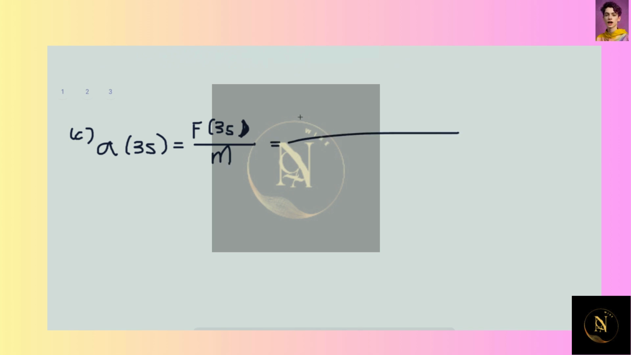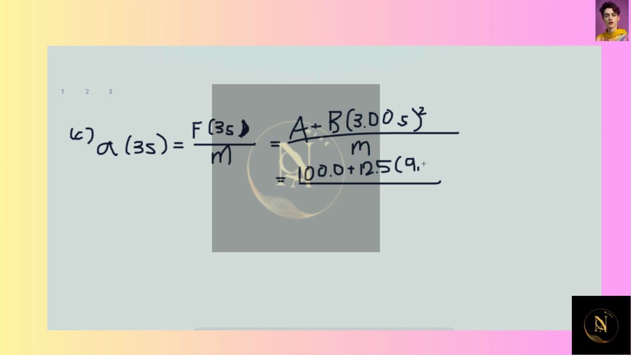So what goes on top? Our constant A plus B being multiplied by the moment in time that we're at, which is 3 seconds, entire quantity squared, and then the mass being carried over on the bottom. All right, so our constant A, which is 100, added to our constant B, which is 12.5, and then evaluating the square to get 9.00, and then the mass on the bottom being 8.00.